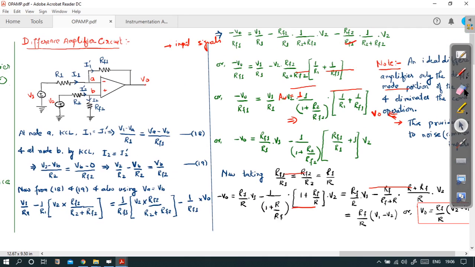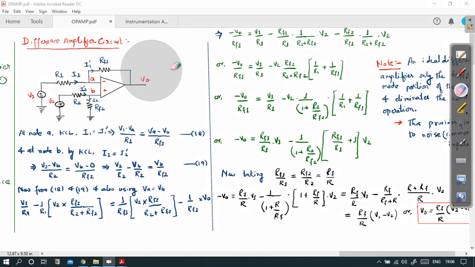Then let's come to the difference amplifier circuit. This is a difference amplifier built using an op-amp. The circuit consists of two voltage sources, V1 and V2. V1 is connected at the inverting terminal and V2 at the non-inverting terminal, and there are four resistances used. This is R1, this is RF1, the feedback resistance, this is R2, and this is the second feedback resistance, RF2.